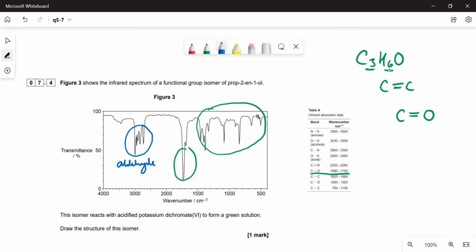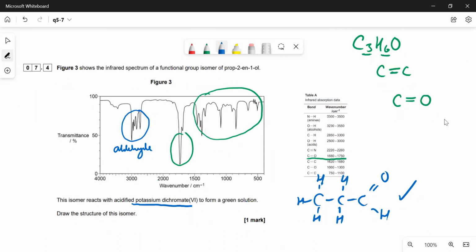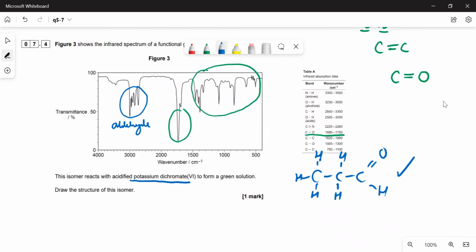So the isomer reacts with acidified potassium dichromate. If you think C3H6O with a double bond, it could be the aldehyde. Would that react with acidified dichromate? Yes, it would, because you can oxidize an aldehyde to a carboxylic acid. So that's what we've got. And just to rule out, C3H6O could also be propanone. And propanone, of course, you can't oxidize any further. It is a ketone, so it wouldn't react with potassium dichromate. So the answer is the aldehyde there.